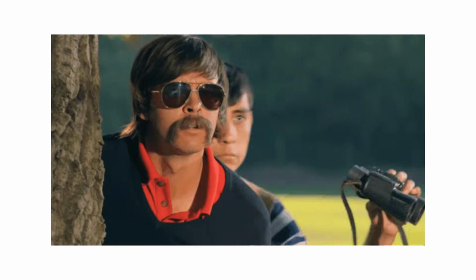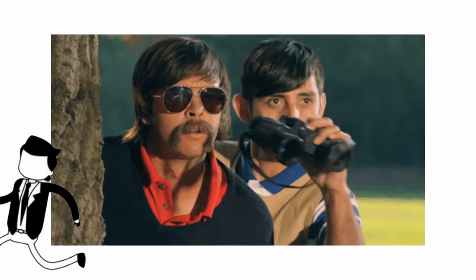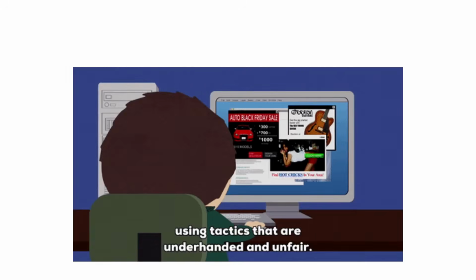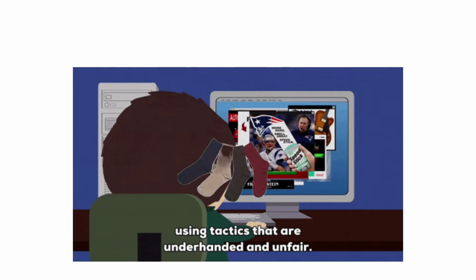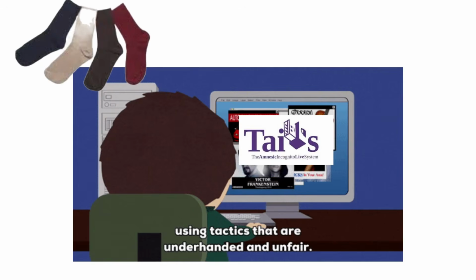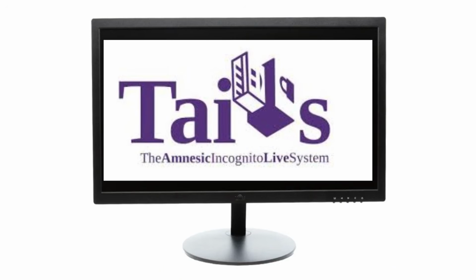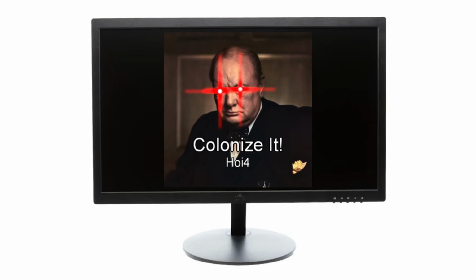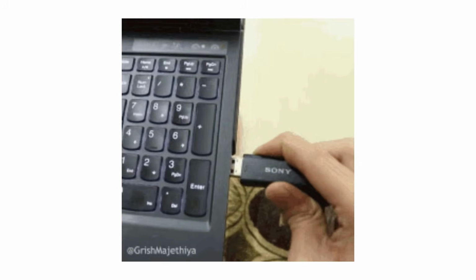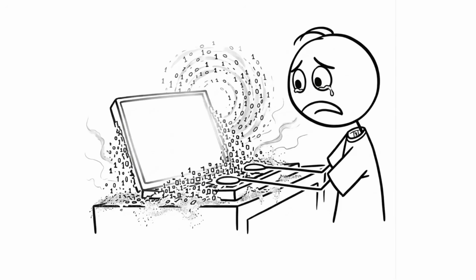If you've ever wanted to feel like a spy, or if you actually are one, you know about Tails. Most browsers try to remember you so they can sell you ads for socks you already bought. Tails is the opposite. It's the Amnesiac Incognito Live System. It doesn't just run on your computer, it colonizes it. You boot it from a USB, and the moment you pull that stick, every single bit of data is wiped from the RAM.